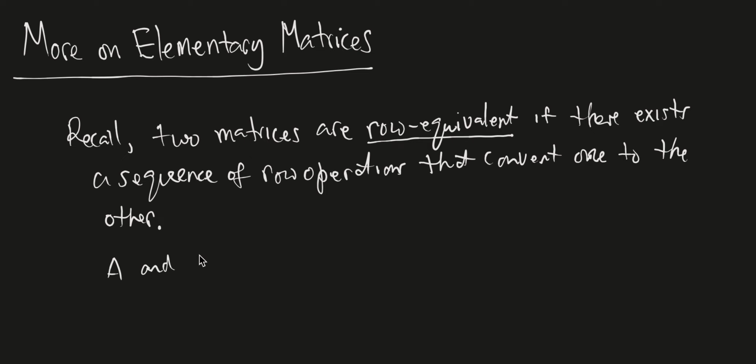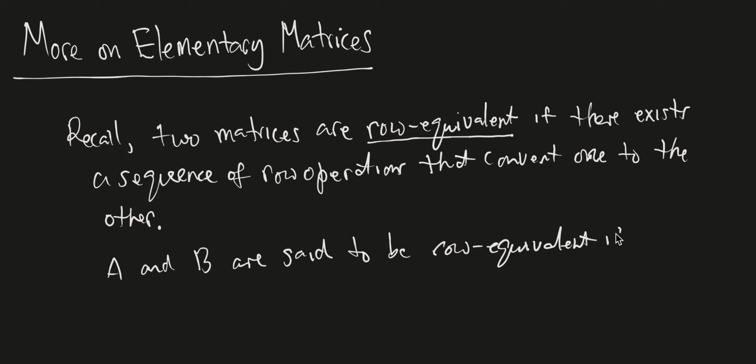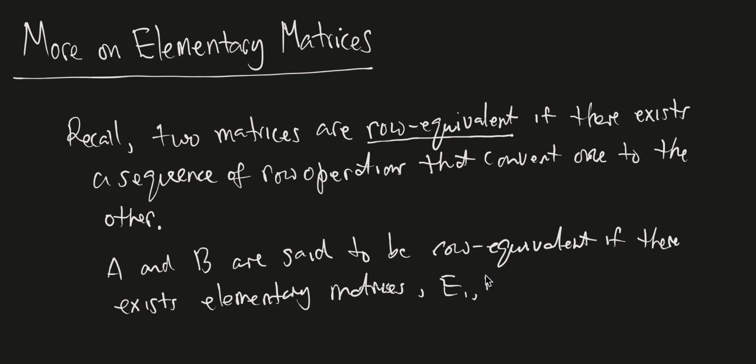So here's kind of a take two on the concept of row equivalence. So A and B are said to be row equivalent if there exist elementary matrices, so let's say E1, E2, dot, dot, dot, E sub k, such that when I apply these elementary matrices in sequence to, say, A, at the end of applying all of these elementary matrices, I will have matrix B.